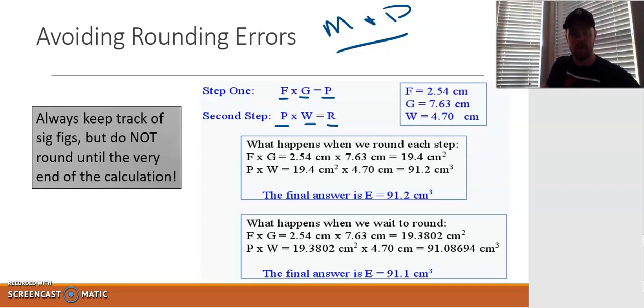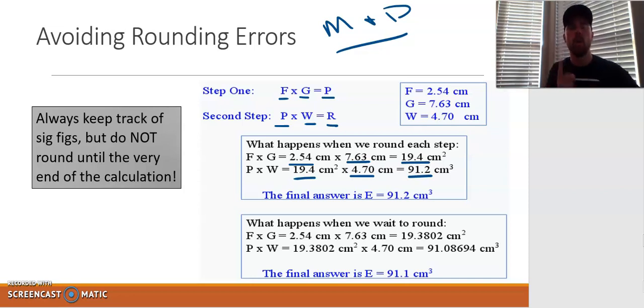Well, if you did that, f times g is 2.54 times 7.63. That's 3 sig figs, right? So if we rounded it to 19.4, which is 3 sig figs, and then put that answer in to multiply by the value of w, your answer would end up being 91.2 centimeters cubed.